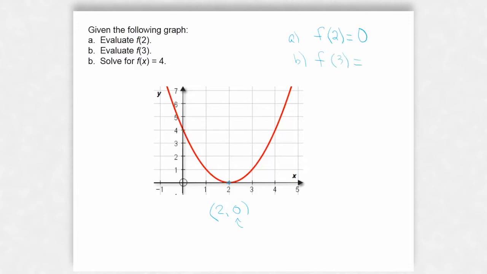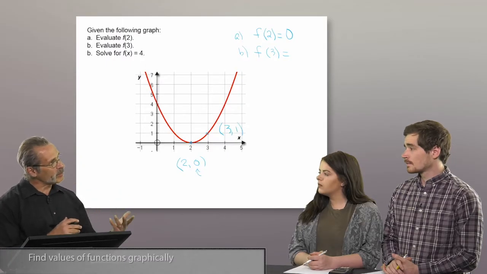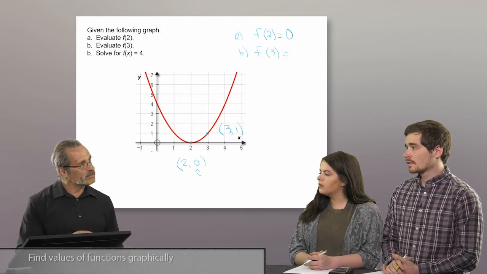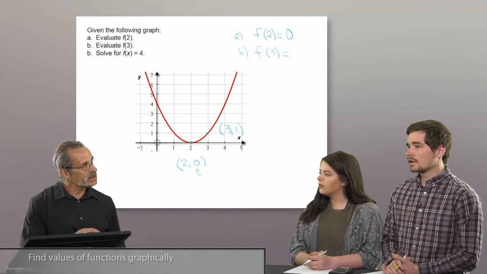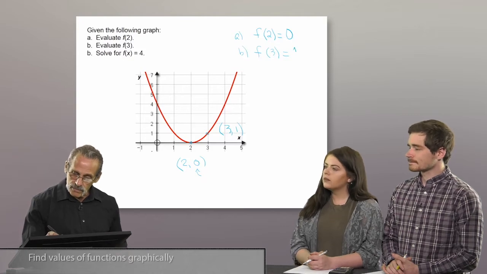Well, we're given an input, and the input is 3. So let's find that particular point on the graph and write down the coordinates. The coordinates would be (3, 1). So we're given the input and we want the output. The output when the input of 3 is given would be 1. You get back 1.